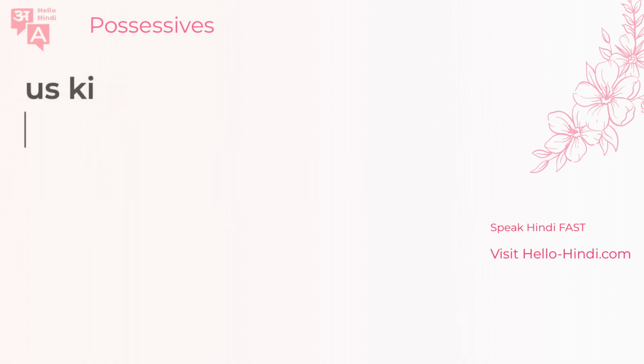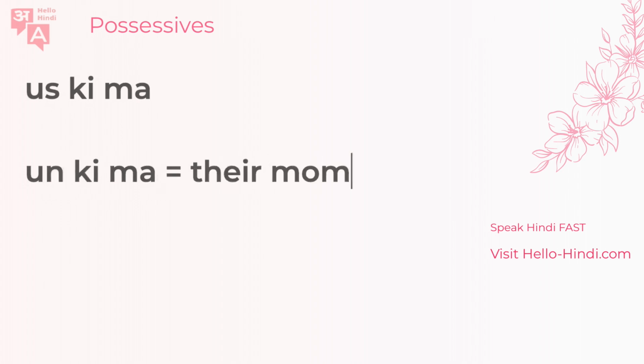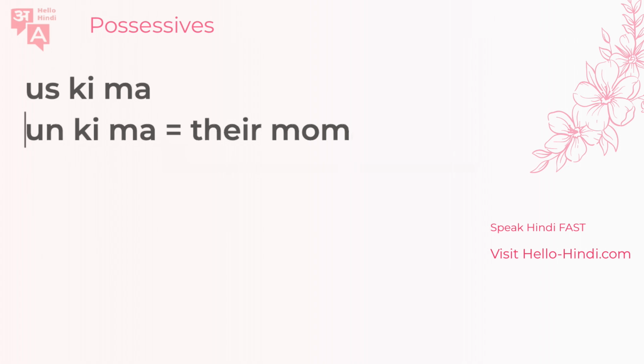All right, we've already done uski maa. That means her or his mother. Now, how can you make it plural? Very easy. You just take the same thing. You replace this s with an n here. Unki maa. This would mean their mom. Okay. Uski maa, unki maa.